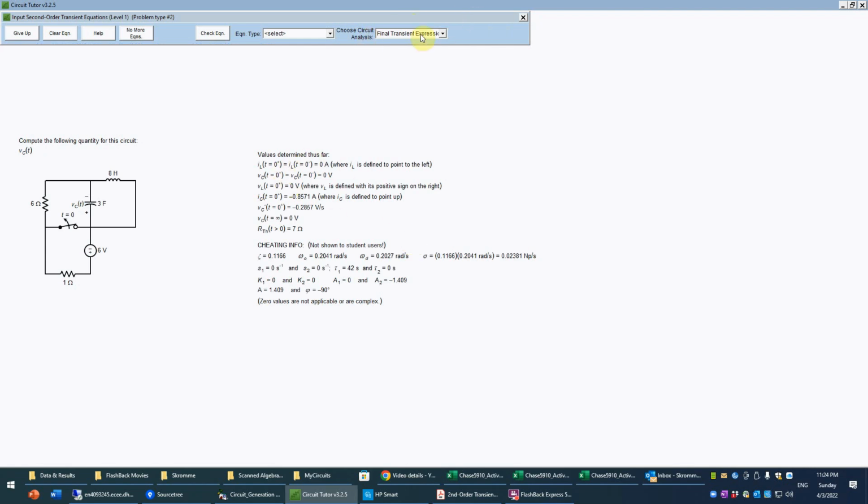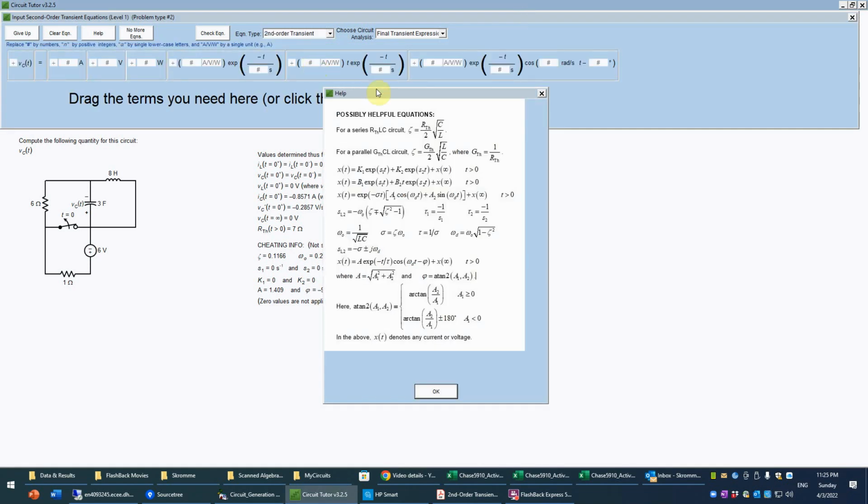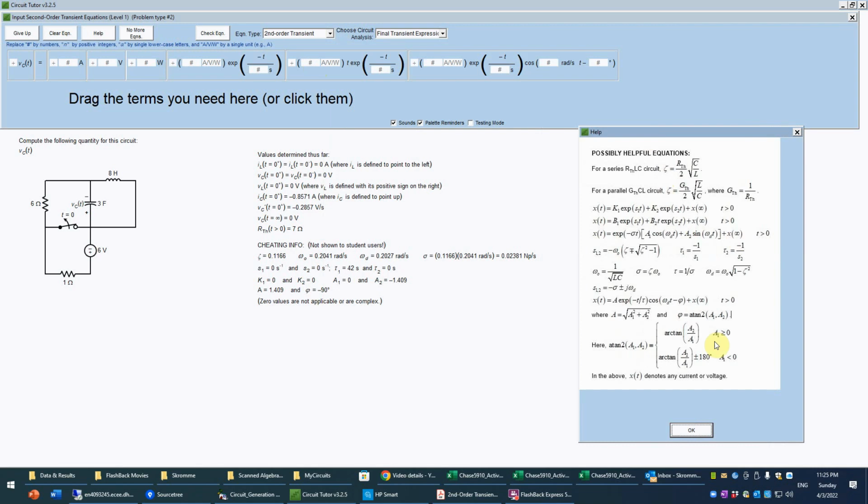And now we're ready to put in the final transient expression. Now, this information that says cheating information, of course, you're not going to have the benefit of that. So kind of disregard that for right now, but I'm playing as an instructor, so it gives that to me. Okay, so the only type of equation here is a second-order transient equation. And it is going to give me some very important formulas here that I will need, most definitely, in working this part. So this is our little cheat sheet, since that would be a lot to remember.